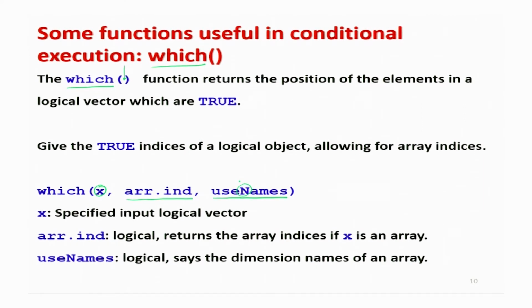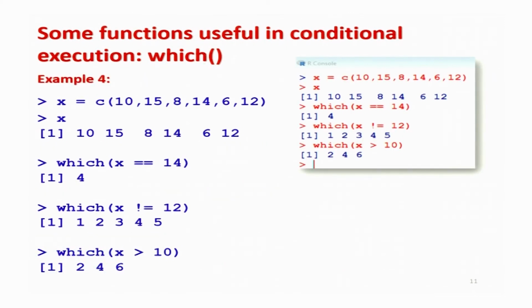If you give ARR.IND, this is a logical value and it returns the array indices if x is an array, for example, a matrix, right. And after that, if you also use the command use names, then it is also a logical variable and it tells about the dimension names of an array x, right. So, why not take this example and see how this which command is going to be useful for us. Let me take our data vector x, which has these values 10, 15, 8, 14, 6 and 12. So, this is your data vector.